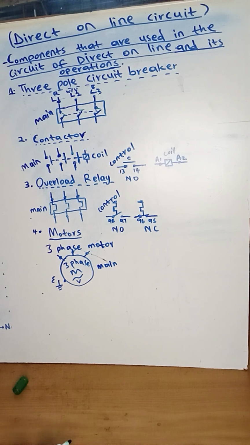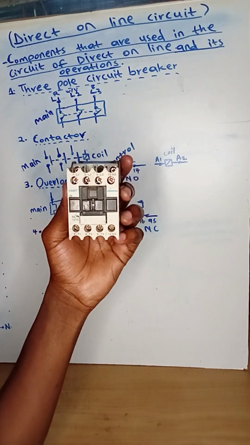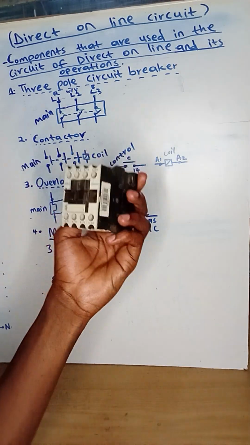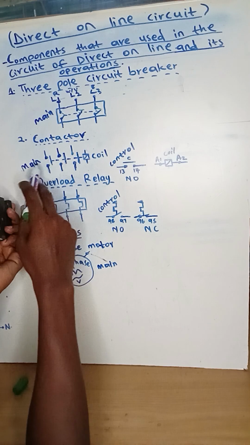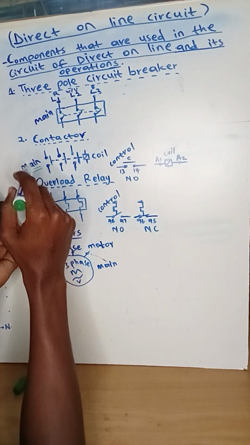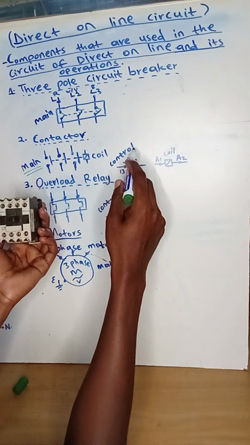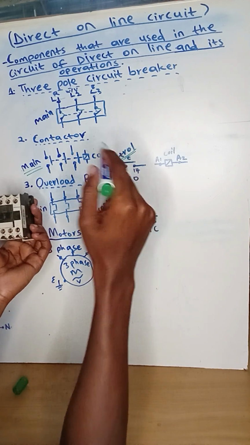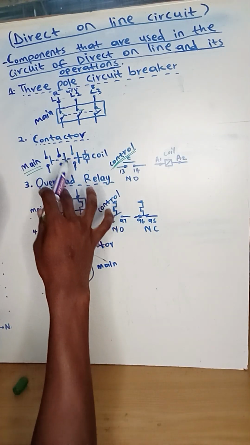Right. The next component is the contactor. So this is my contactor. So this is the symbol of my contactor in the main circuit. And these are the symbols that are found in the contactor that are used in the control circuit. Right, I'll start with the main circuit.